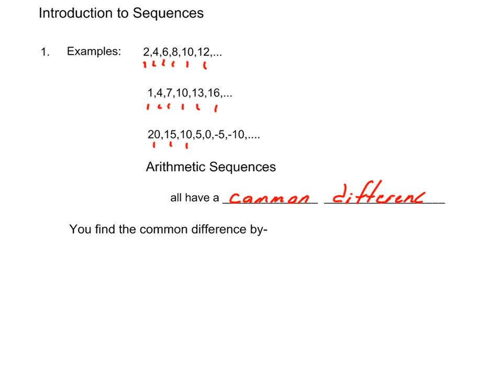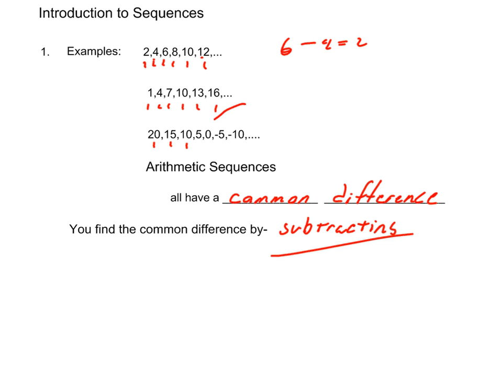How do you find that common difference? You always find that one by subtracting. You take a term, and you always subtract the previous term. 6 minus 4 is 2. 12 minus 10 is 2. It doesn't matter where you do it.